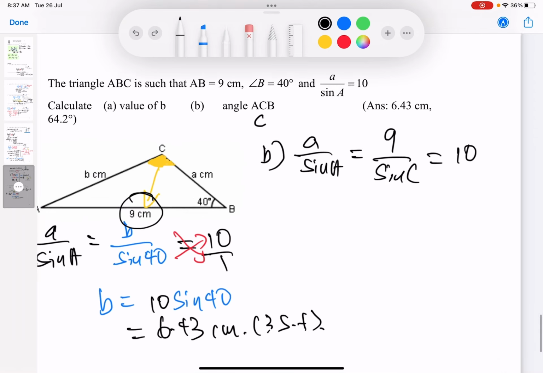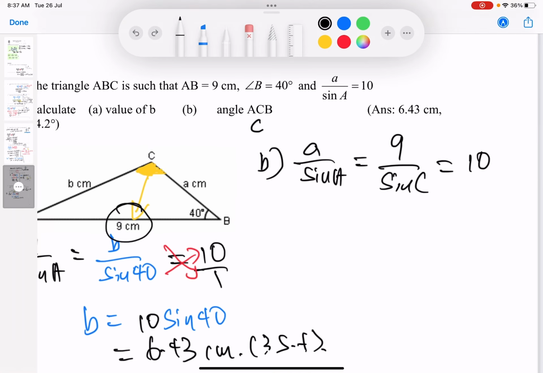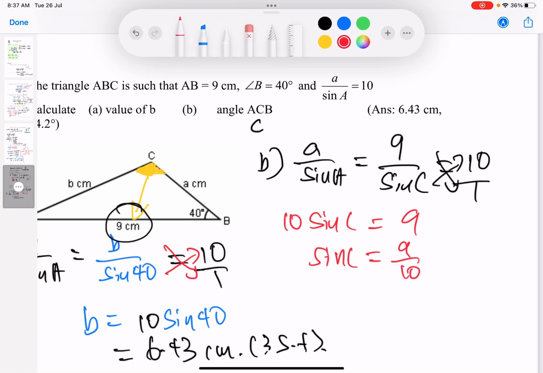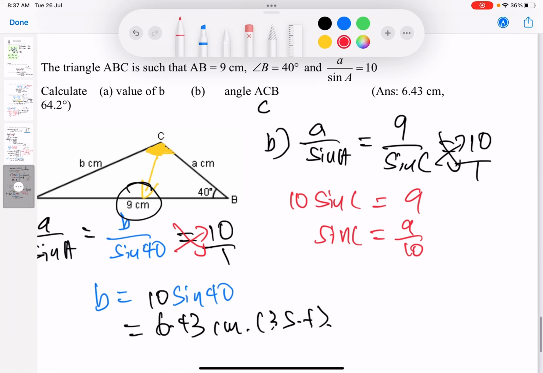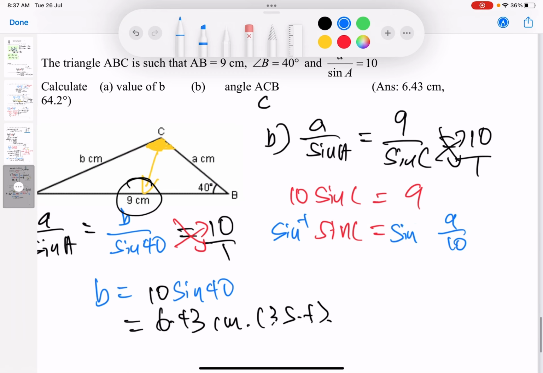Once you get here, you can actually cross multiply over here. You cross multiply, you'll get 10 sine C is equal to 9. So sine C is equal to 9 over 10. Here, what you need to do is sine inverse on both sides. I write out all the working, but you don't have to. You don't have to in your exam.